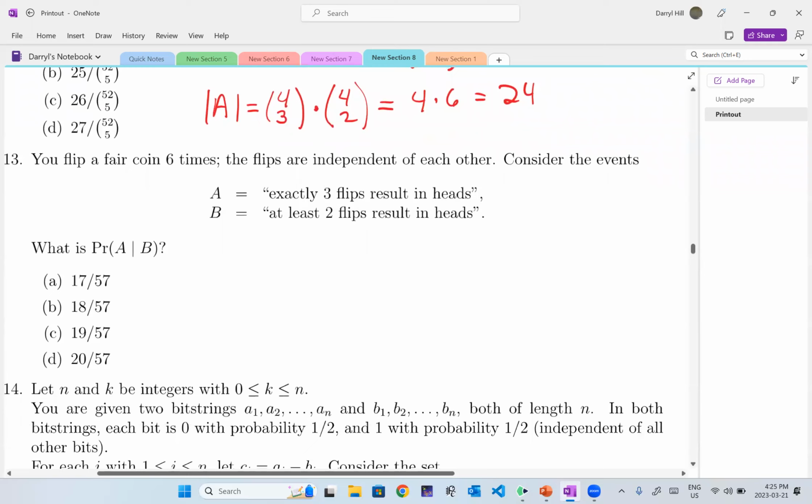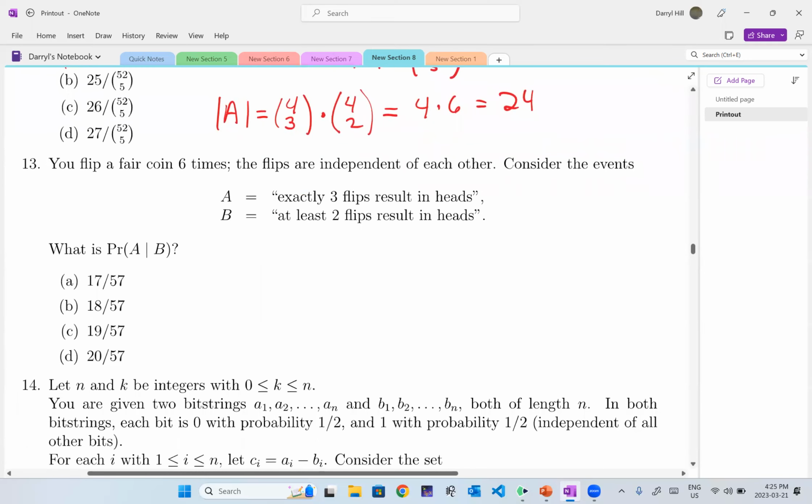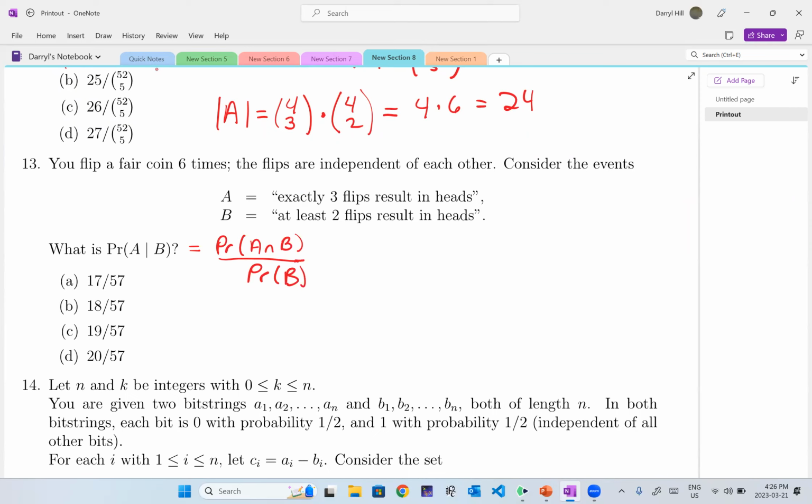Conditional probability. I flip a coin 6 times. The flips are independent. What is the probability of A given B? So that is the probability of A intersect B over the probability of B, right? So that's our definition. What is A intersect B in this case? Well, I have exactly 3 flips that result in heads, given that at least 2 flips result in heads. We can simplify this a little bit, right? So what is A intersect B?